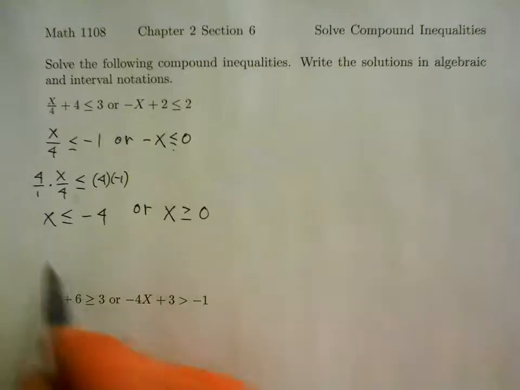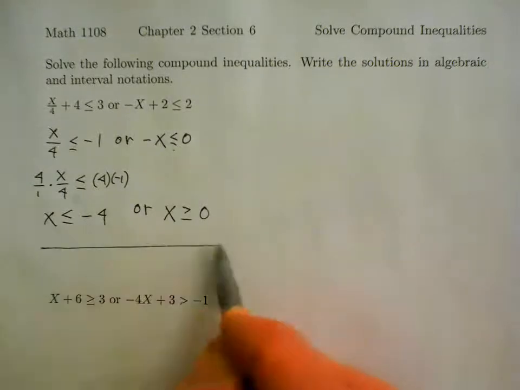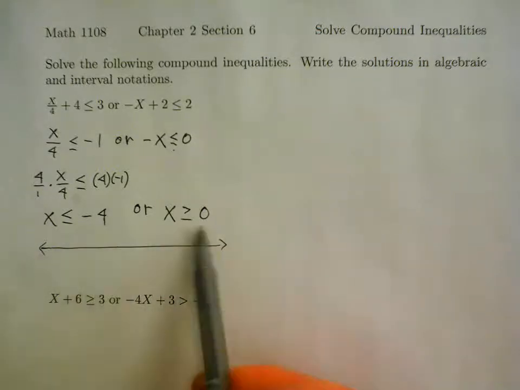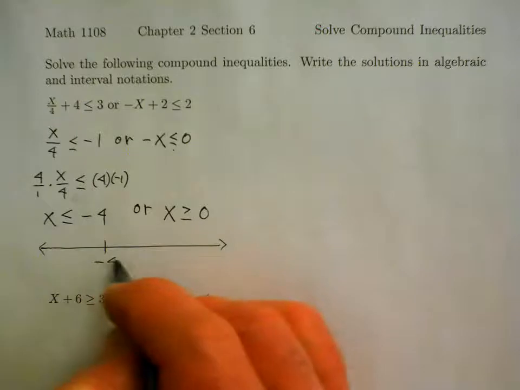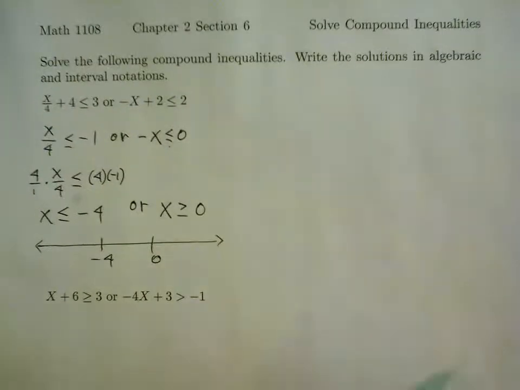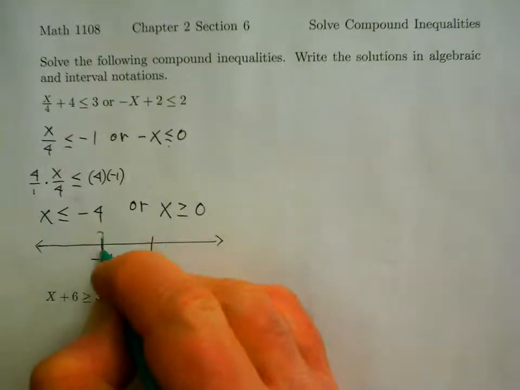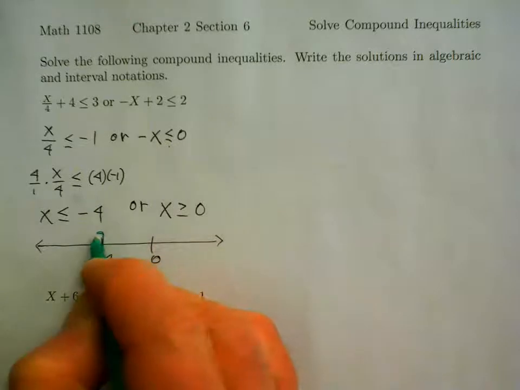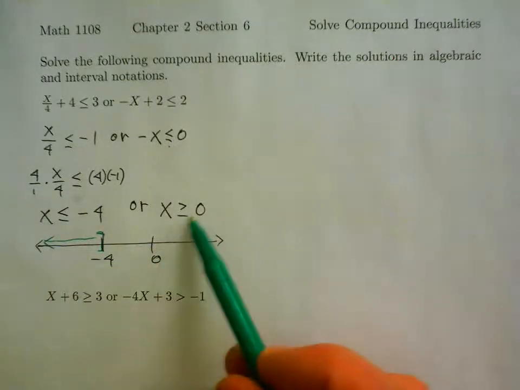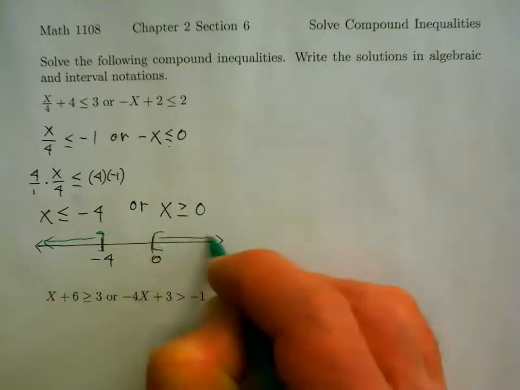Okay, so now we can proceed. Let's graph the solution set. Plot the numbers negative 4 and 0. If x is less than or equal to negative 4, we put a bracket at negative 4 and shade to the left. If x is greater than or equal to 0, we put a bracket at 0 and shade to the right.